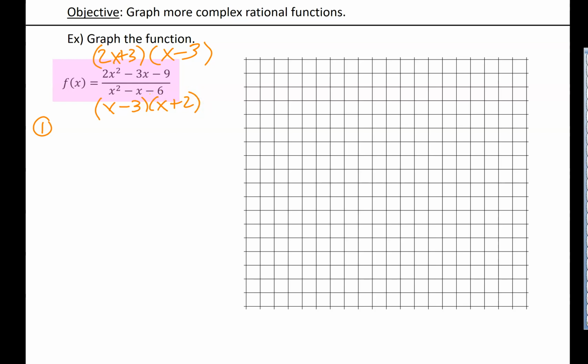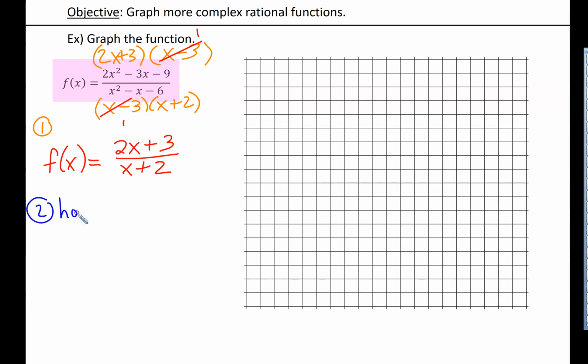And so we can see that x minus 3 is a common factor, and it's going to reduce to 1. So the simplified or reduced form of our function becomes f of x equals (2x plus 3) over (x plus 2). Now, here's what people tend to get confused on, so be careful.